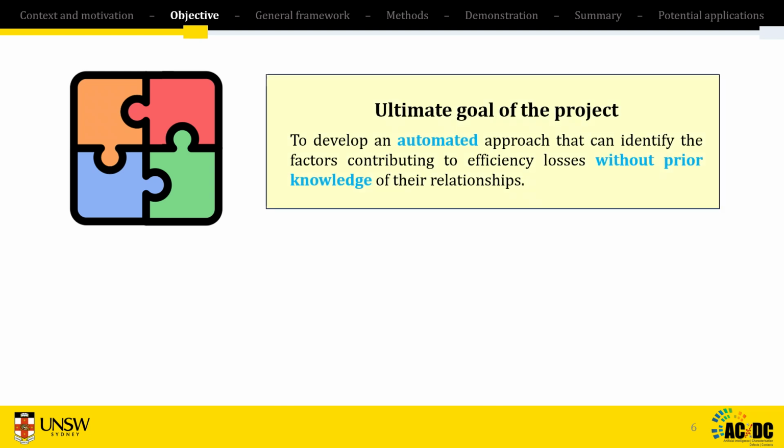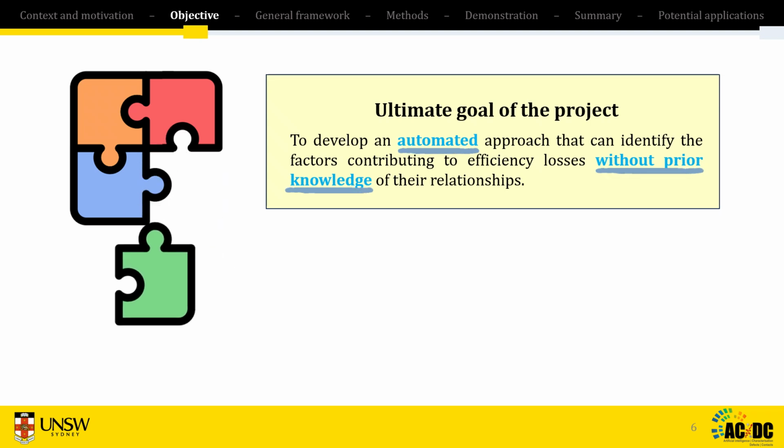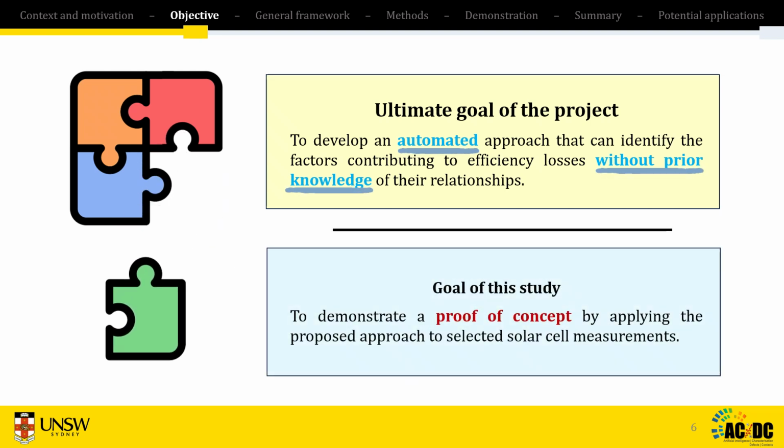So the ultimate goal of this project is to address these challenges by developing an automated approach that can identify the factors contributing to efficiency losses without prior knowledge of their relationships. For this study, the goal is to demonstrate a proof of concept by applying the proposed approach to selected solar cell measurements.